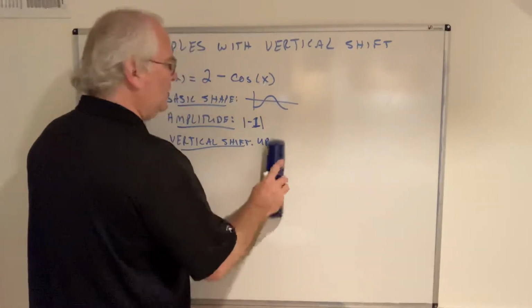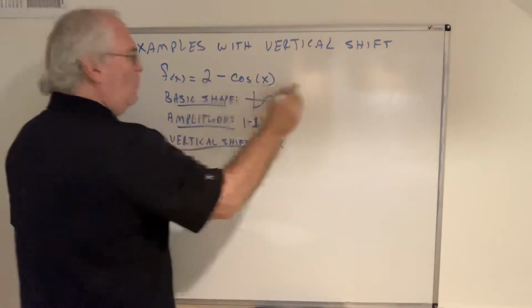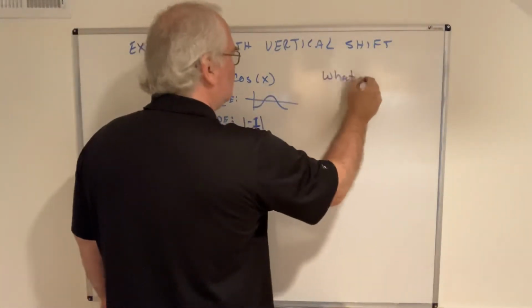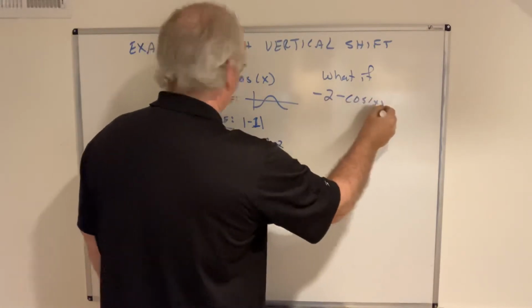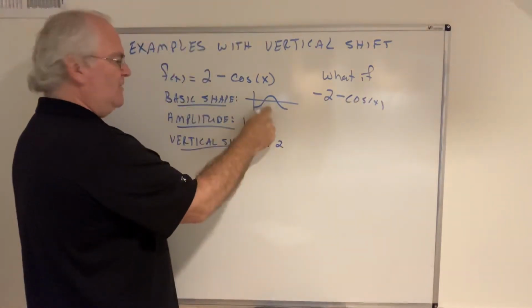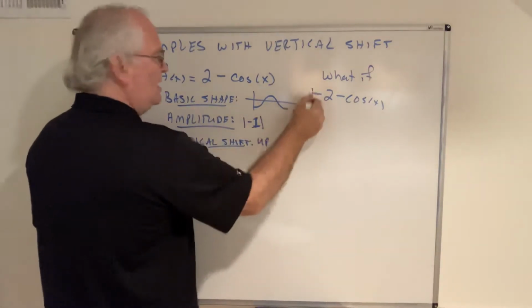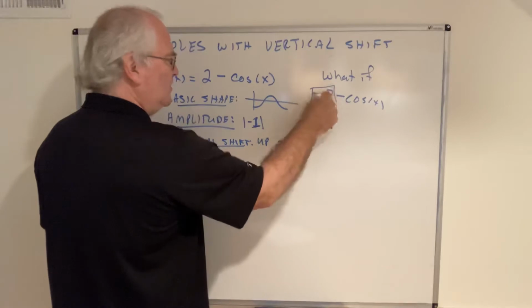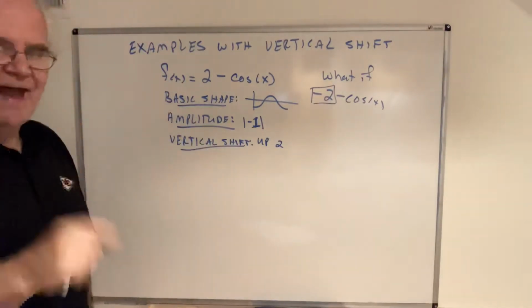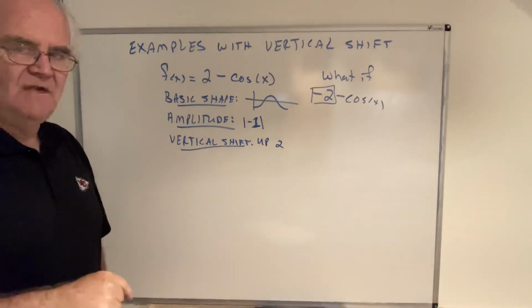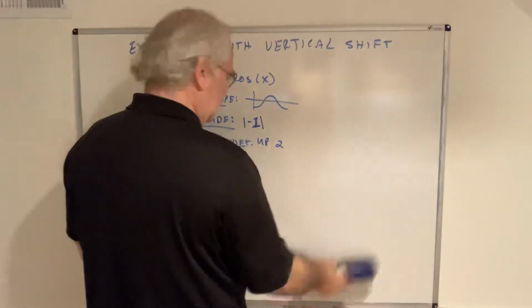Let me separate that a little bit. Now, what if this were -2 minus cosine of x? Basic shape would still be negative cosine. Amplitude is still -1. But here, the vertical shift would be -2. This negative goes with the 2. This negative goes with the cosine. The negative goes with the value behind it.